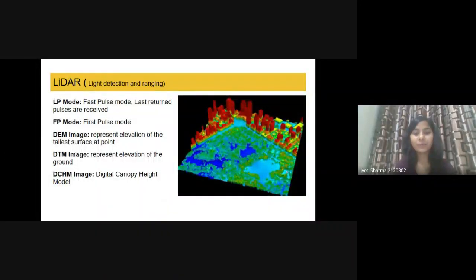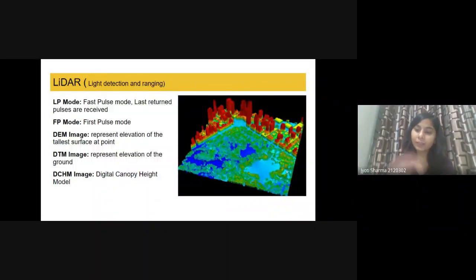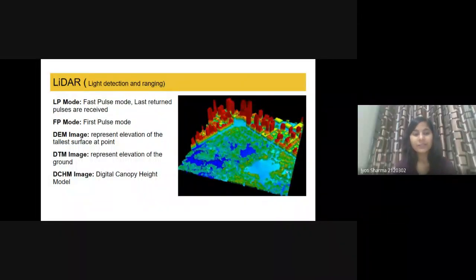Okay, so here we can see that we have some buildings and vegetation, and if we want to get the topography map, what's the height of the forest, what's the height of the building? So we have different applications of the lidar system. The first is LP mode. We can switch to the LP mode. LP means last pulse. Okay, so what do you mean by last pulse?